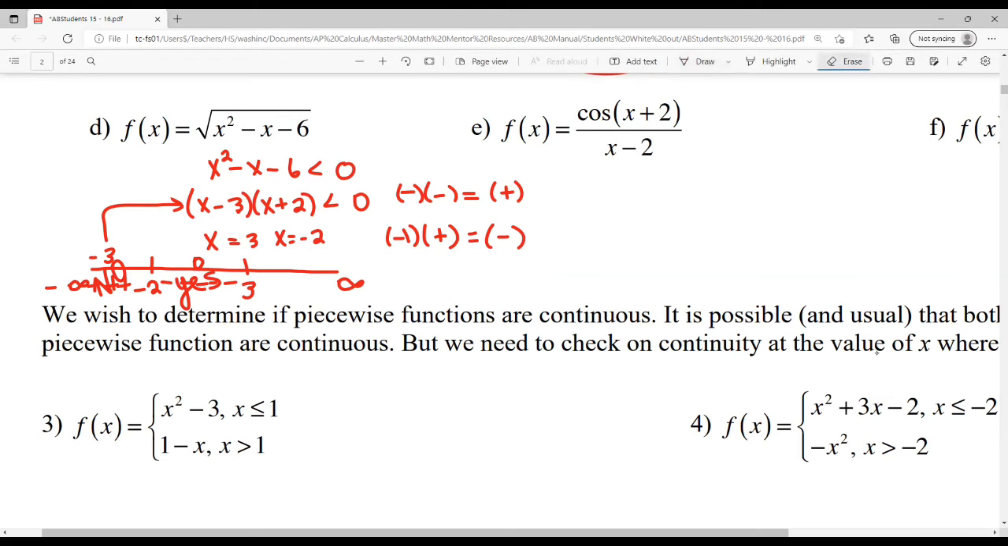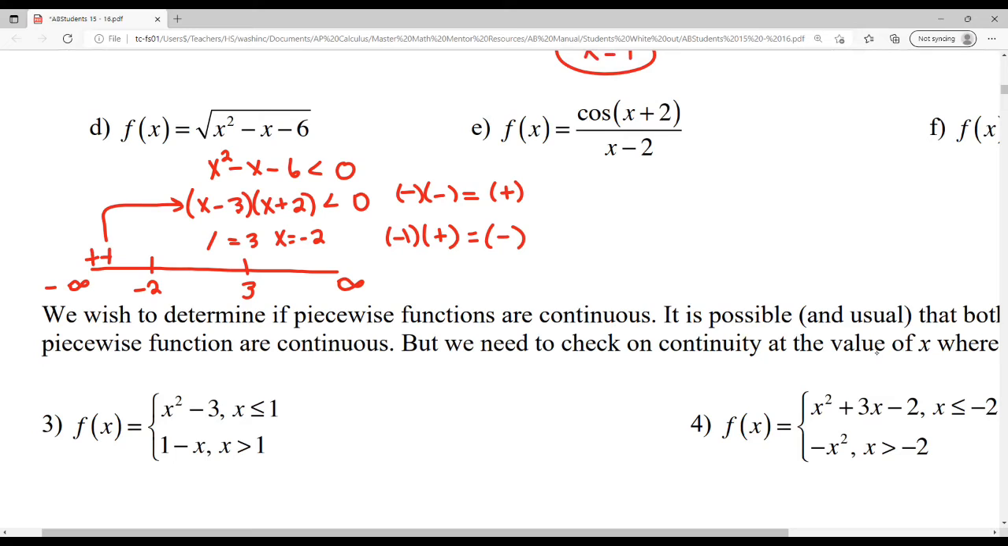Let me make this look a little bit nicer. We're just going to put the signs here instead of putting yes or no. So between negative infinity and negative 2, any number you pick is going to give us a positive number. If we plug in negative 2, we're going to get 0. Any number between negative 2 and 3 is going to give me a negative number. And if we pick 3, we get 0.